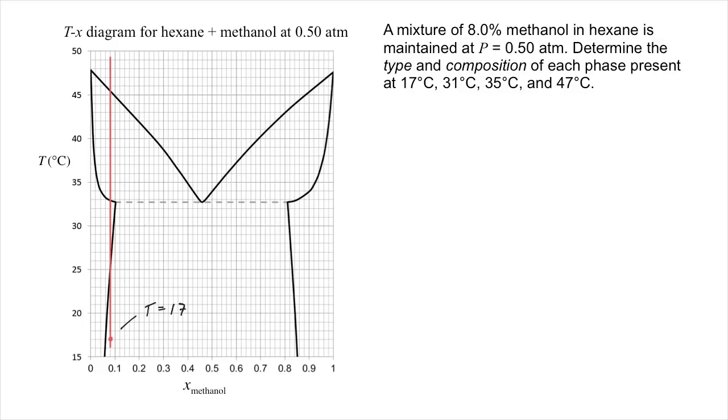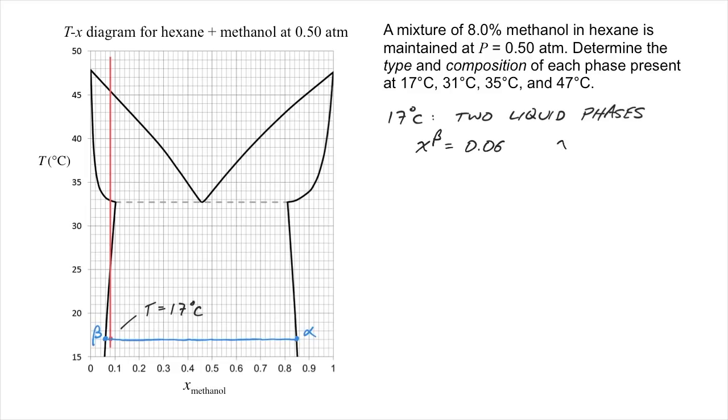Examining the lowest temperature, 17 degrees C, we see that this point falls just inside the two-phase liquid-liquid region. Thus, we'll have a hexane-rich liquid, phase beta, with a concentration of about 6% methanol, and a small amount of a methanol-rich liquid, phase alpha, with a concentration of 85% methanol.